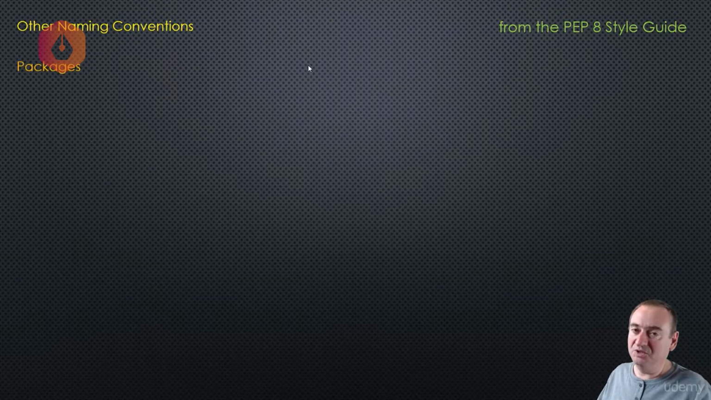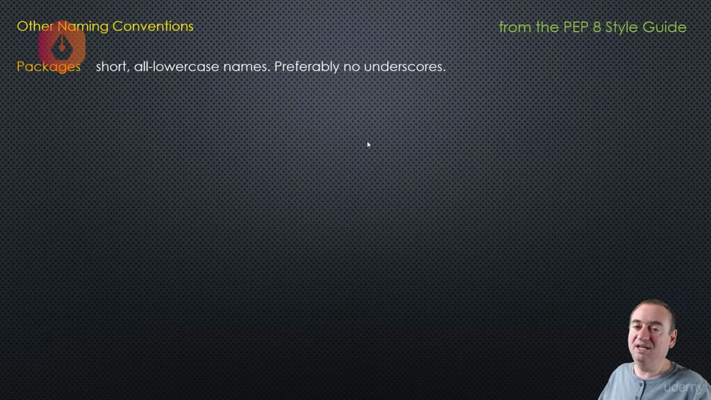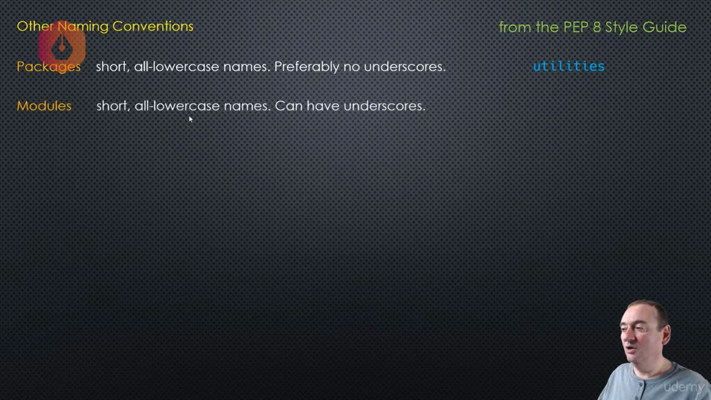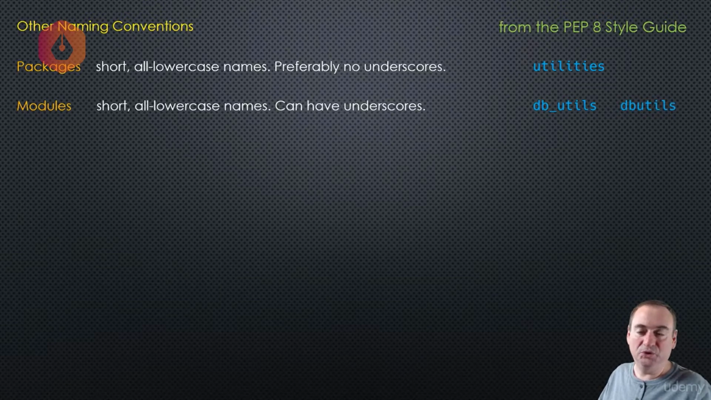So this is how we name different things, like packages. Packages should be short names, all lowercase names, and preferably no underscores. So for example, you might create a package called utilities, right? Note, everything is lowercase, single word, and no underscores. That's the preferred style for naming packages. For modules, we also want short, all lowercase names, but they can have underscores. So for example, db underscore utils would be fine, as would be dbutils in one word as well. Really only start using the underscores if you really need it to differentiate the words in your module.